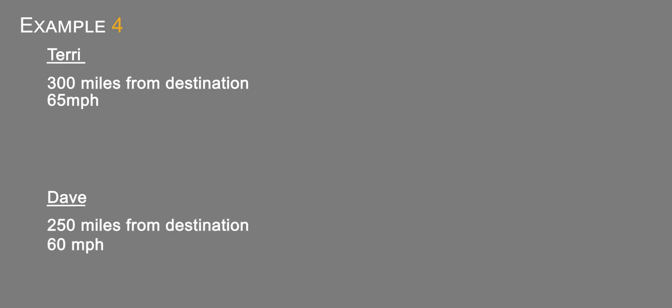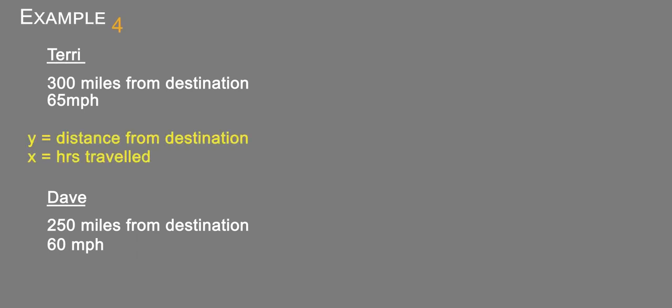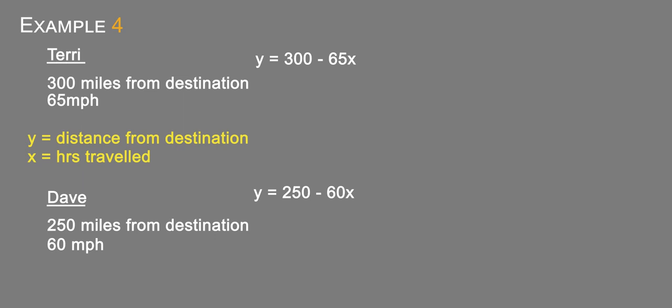We're asked to write equations for both of these in which y equals the distance from the destination and x equals the hours traveled. So we'll start with Terry. Distance from destination equals that initial value of 300 miles from the destination minus 65 miles per hour times x hours. With Dave, similarly, y equals the initial value of 250 miles from the dinner minus 60 miles per hour times the number of hours x that Dave has driven.